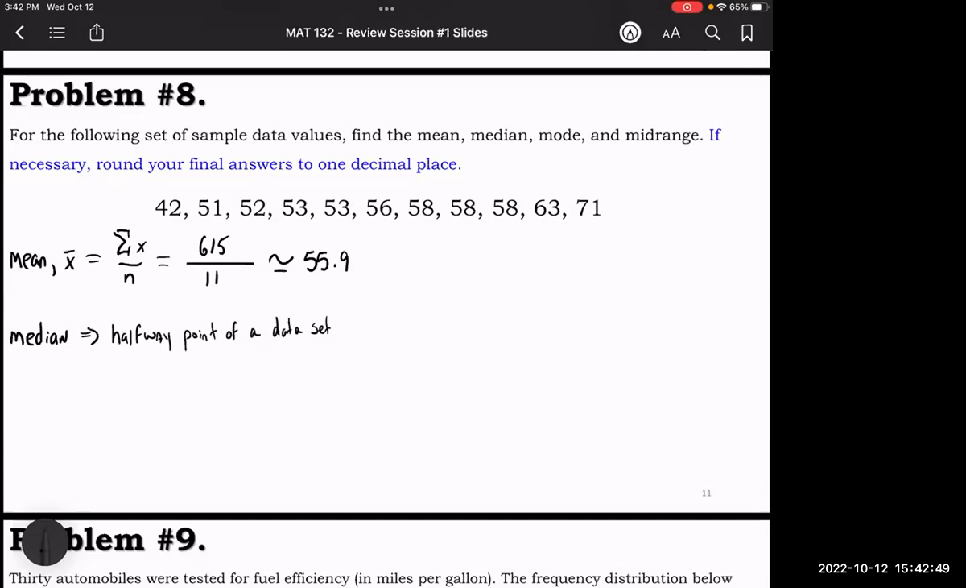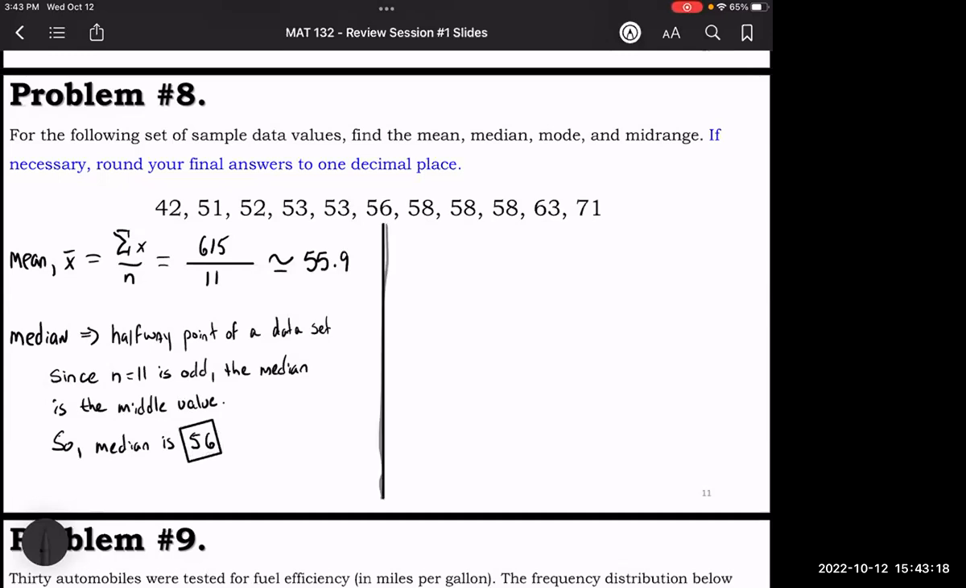So for this problem, since N equals 11 is odd, the median is going to be the middle value. So what is our median? That's right. If you work it out, you get 56. All right, we have the mean, we have the median. Let's get the mode.